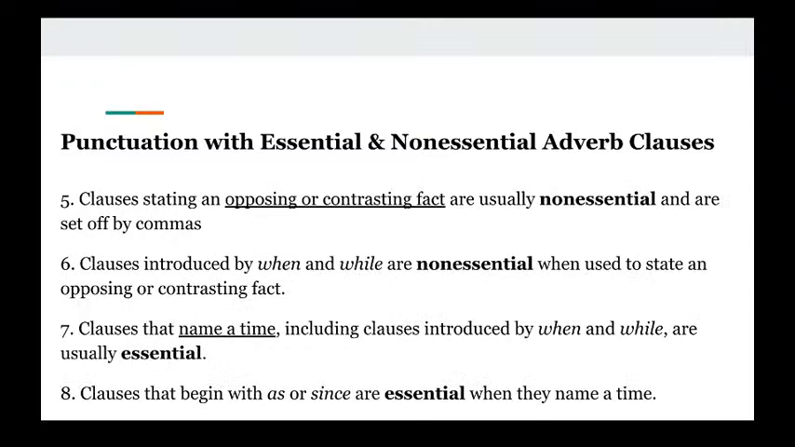And there are a few more rules on the next slide. Number 5, clauses stating an opposing or contrasting fact are usually, not always, non-essential and are set off by commas. Clauses introduced by the words when and while are non-essential when used to state an opposing or contrasting fact. Rule number 7, clauses that name a time, including clauses introduced by when and while, are usually essential. Clauses that begin with as or since are essential when they name a time.